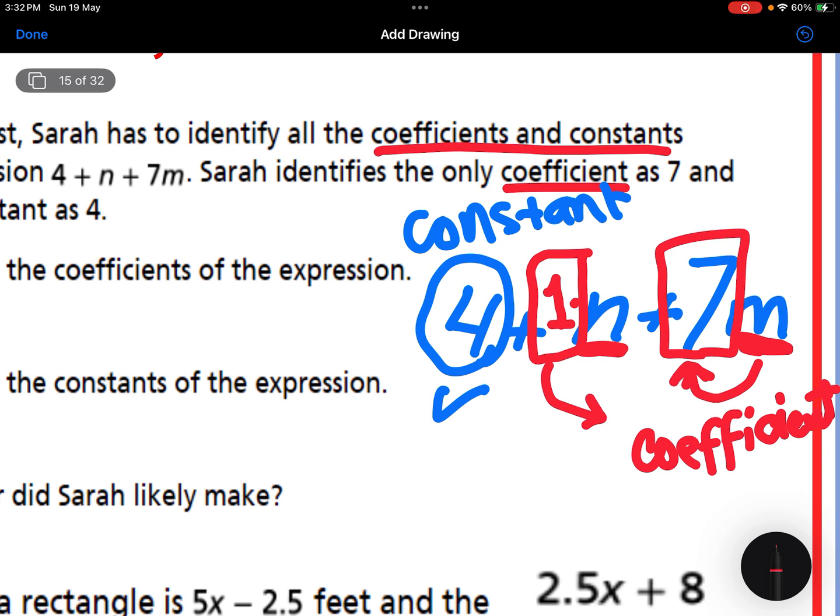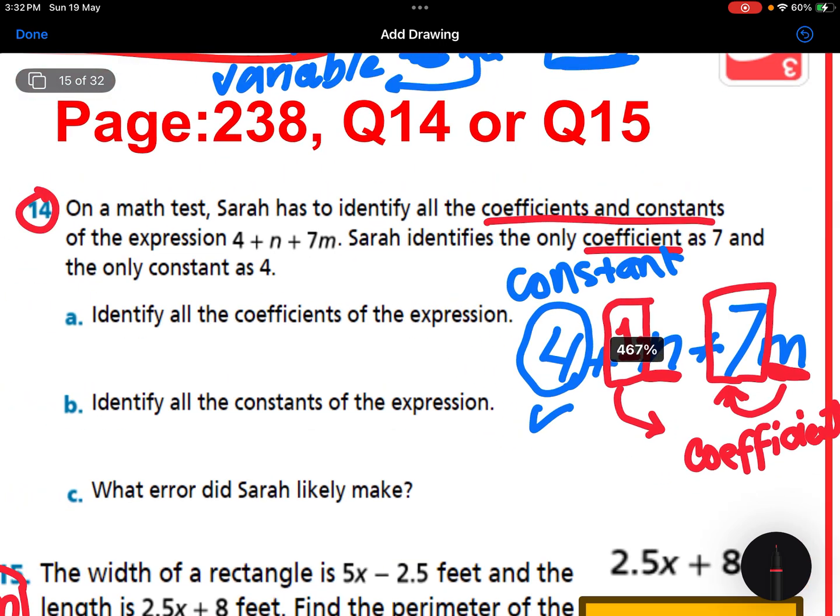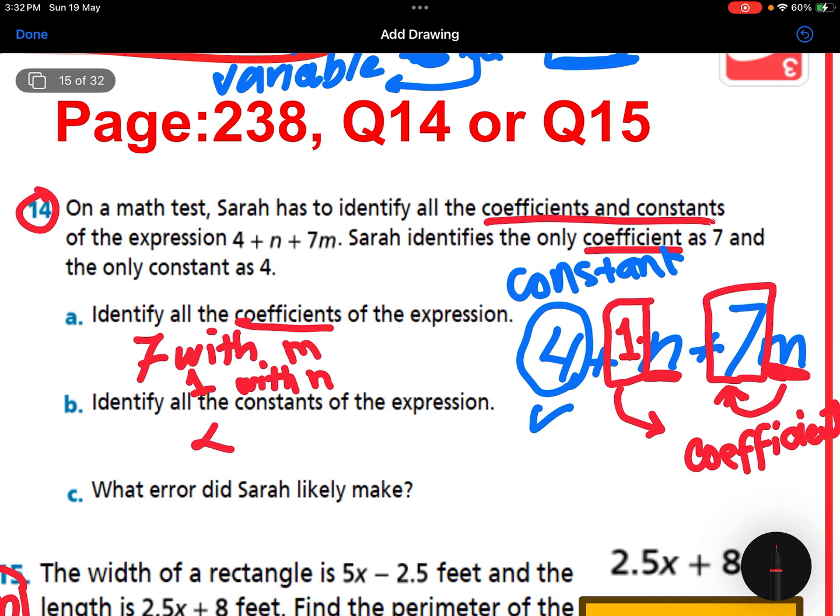It's not written because usually if the coefficient is 1, we don't write it. Okay? So identify all coefficients. We have 7 with the m. It's the coefficient with m. And 1, it's a coefficient with n. Okay? Identify all the constants. 4 is the only constant.